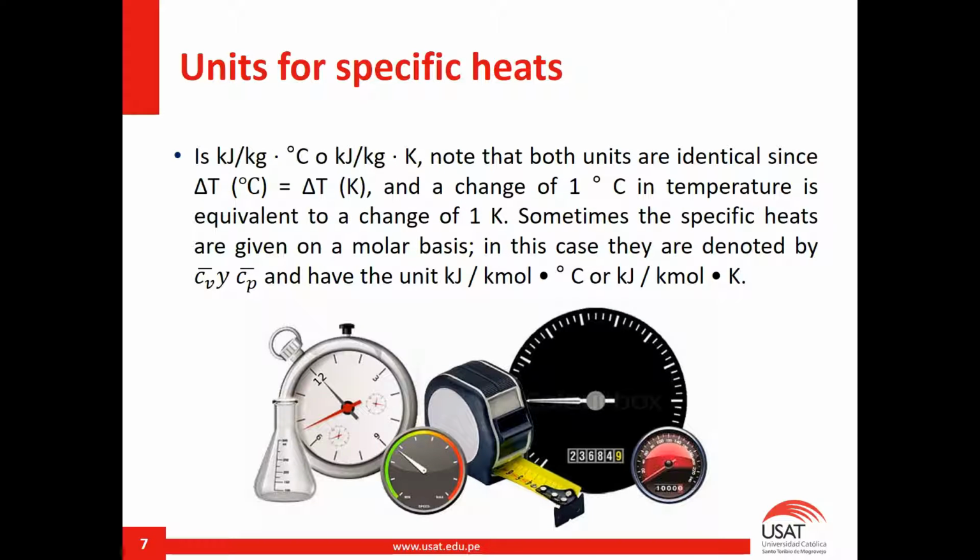The units for specific heat are kilojoule per kilogram per Celsius degree or kilojoule per kilogram per Kelvin. Note that both units are identical, since a variation of temperature in Celsius degrees is equal to a variation in Kelvin, and a change of 1 Celsius degree in temperature is equivalent to a change of 1 Kelvin.